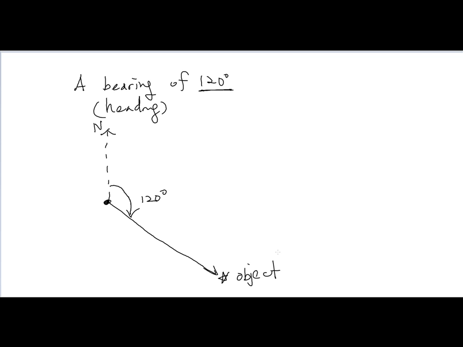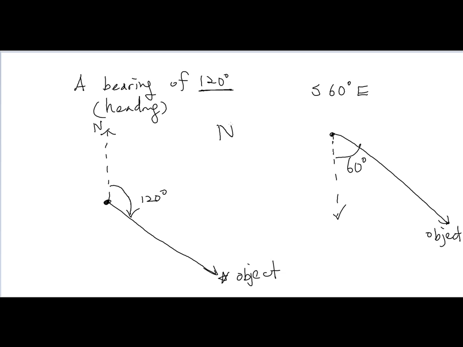Now sometimes they will speak of a heading or bearing of south 60 degrees east. In that case, you start from directly south, and then you tilt towards 60 degrees east. So if an object has a bearing south 60 degrees east, then the object is here and the observer is standing here. And so that object has a bearing of south 60 degrees east.